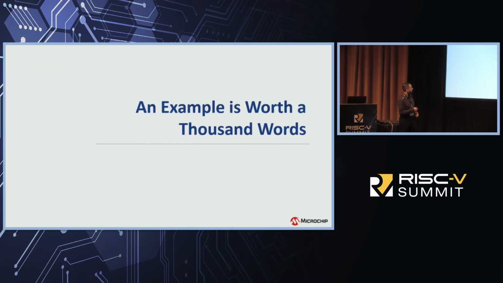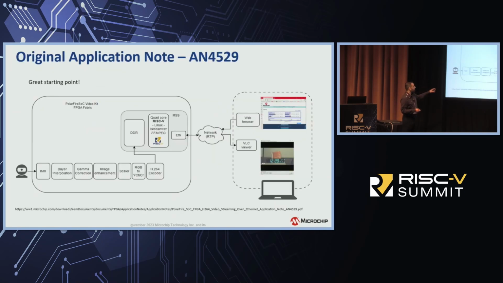So let me show you the example. This is an application node that another team developed. It has a camera that has video frames going through a series of transformations written in RTL, and eventually they get H.264 encoded and written into DDR. Once in DDR, the RISC-V processor, which runs Linux, uses FFmpeg to encapsulate the video frames and send them as Ethernet packets that you can see on your laptop in a video viewer.